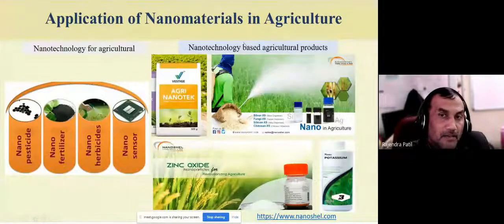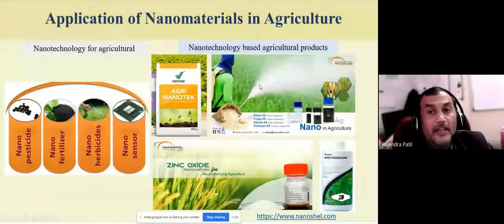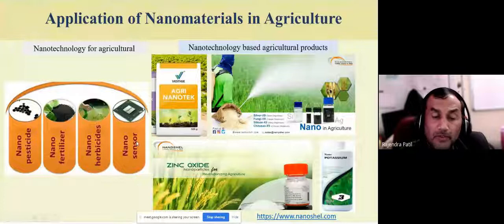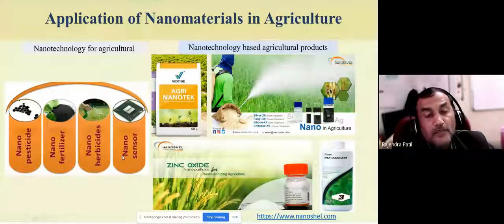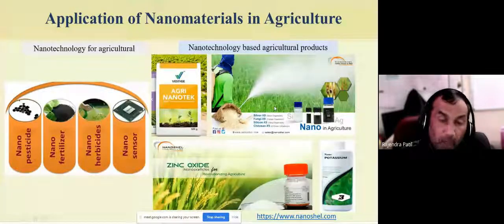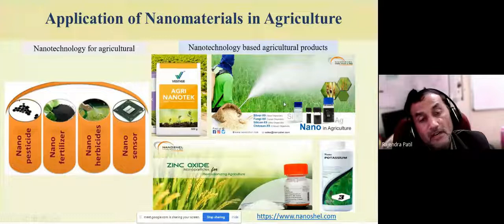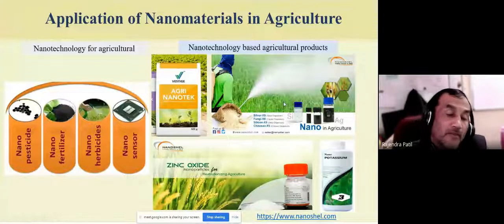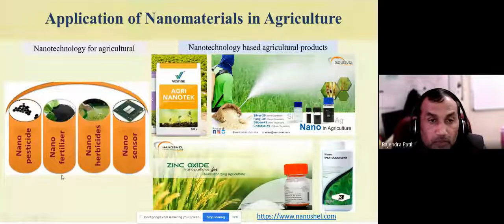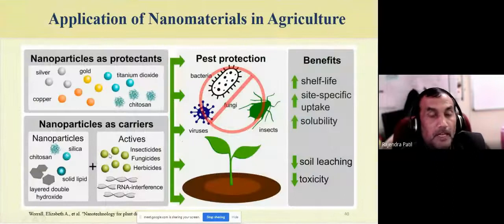In fact, there are nano products in the agriculture field. There are nano pesticides, nano fertilizers, and nano herbicides in the market, and there are nano sensors as well, which detect the quality of the soil, and also detect microbial infection on the crop plant. So these are some of the nanomaterial products that have been introduced into agriculture.